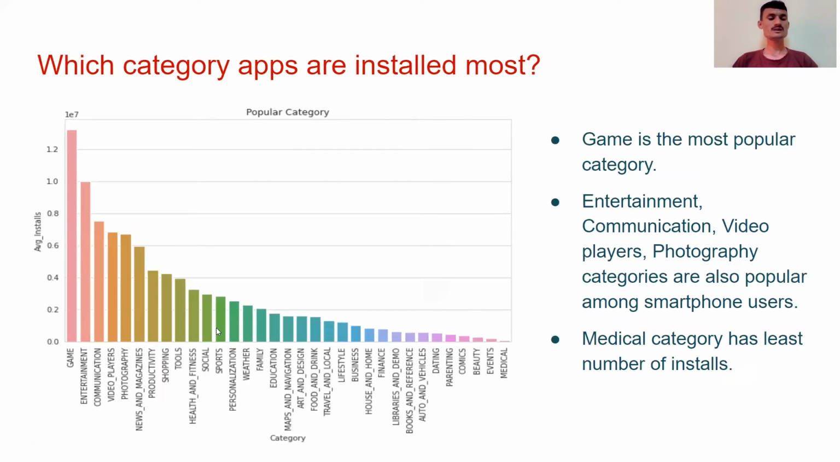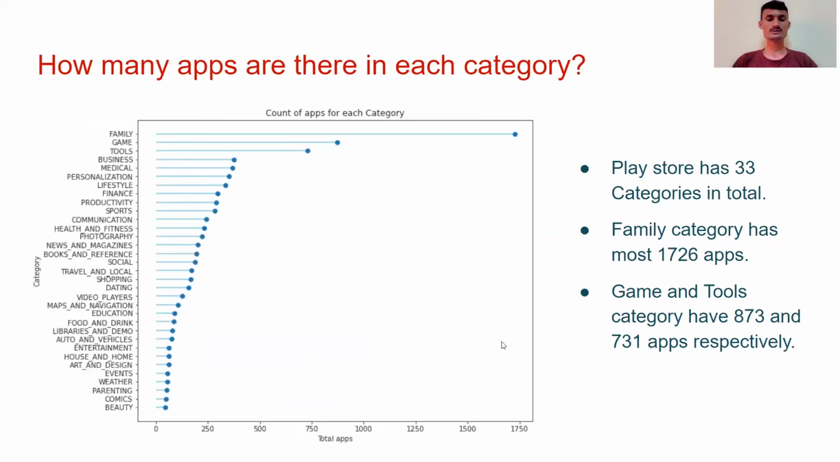We saw the family category has the most number of apps, but when it comes to installs, the game category has the most number of installs. Installs can be a factor to measure user engagement and determine the popularity of the app. We can say that apps belonging to the game category have high chances of being successful. The medical category has the least number of installs, but here we can see the medical category has more than 250 apps. So it's interesting.